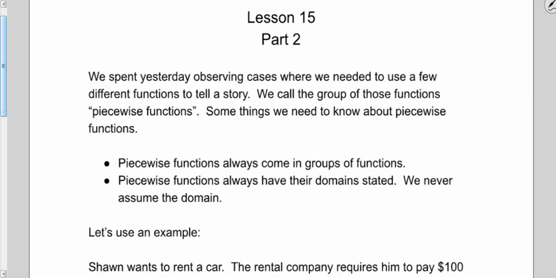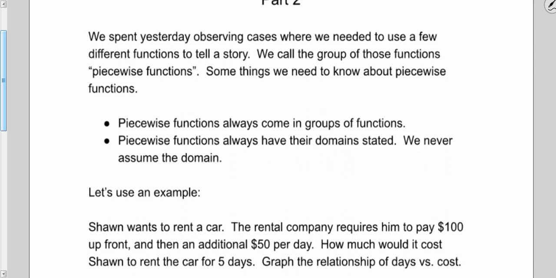So, we spent the other day, it was really almost a week ago now, but we've observed cases where we needed to use a few different functions to tell a story. We call these groups of functions piecewise functions. Some things that we need to know about piecewise functions are: 1. Piecewise functions always come in groups of functions. 2. Piecewise functions always have their domain stated. We never assume the domain.